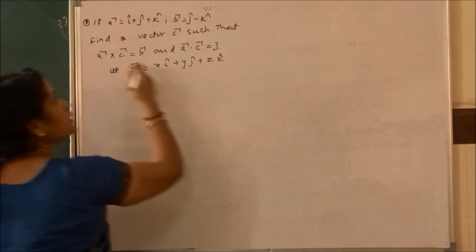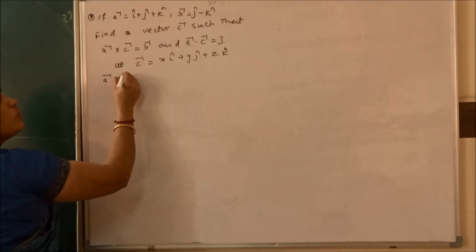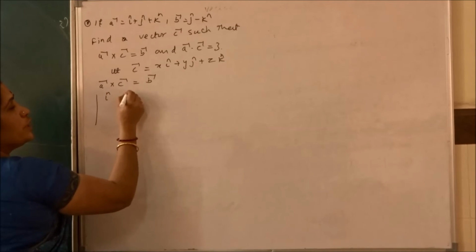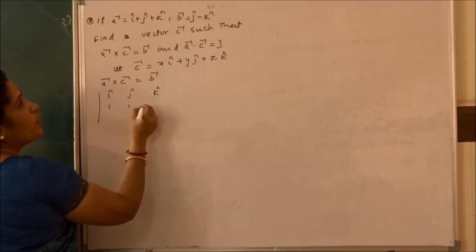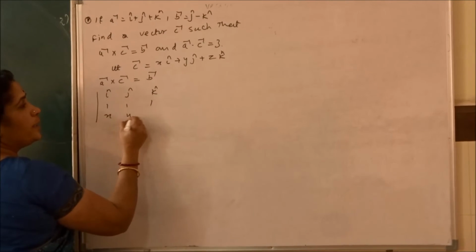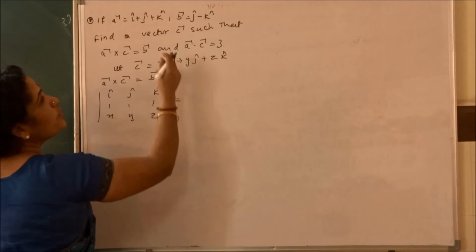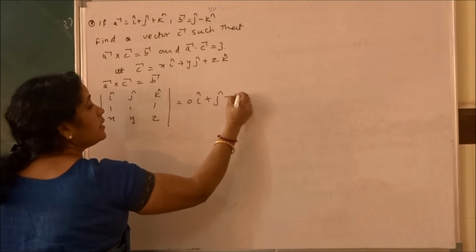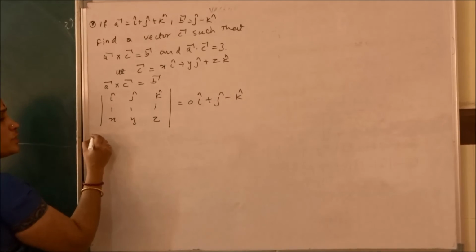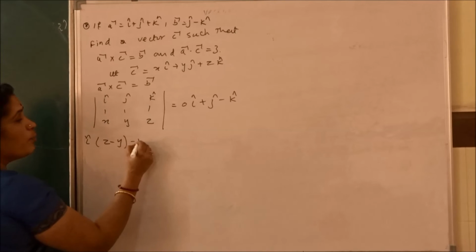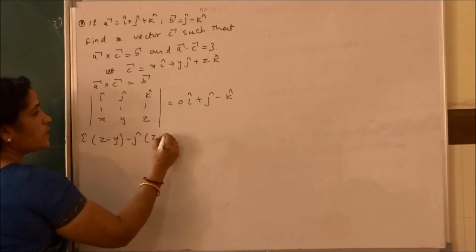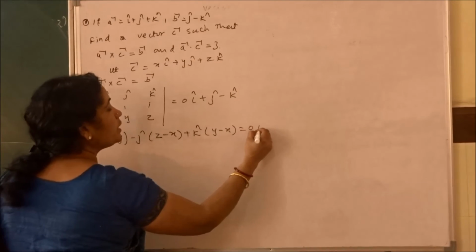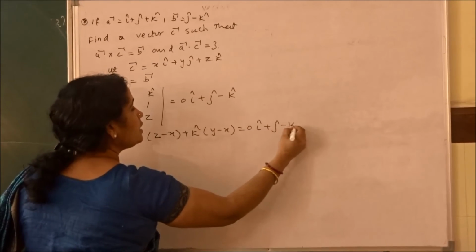Now go for the given conditions. First condition, A cross C equals B vector. What is A vector? That is i, j, k. A vector is 1, 1, 1. C vector is x, y, z. Now that is equal to B vector. What is B vector here? That is 0i plus j minus k. Clear? Now if I do this, I am getting (z minus y) i minus j (z minus x) plus k (y minus x), that is equal to 0i plus j minus k.